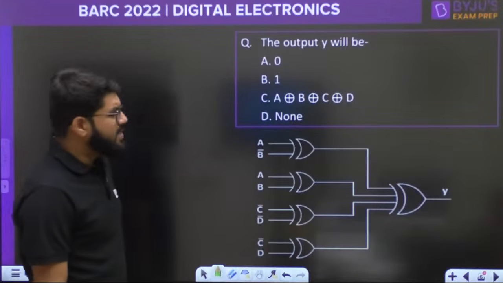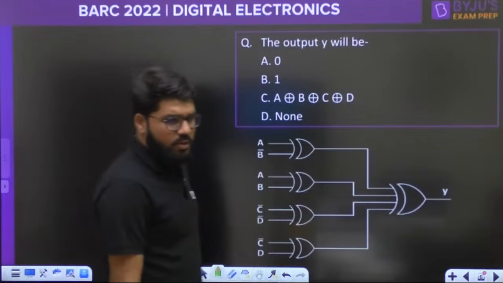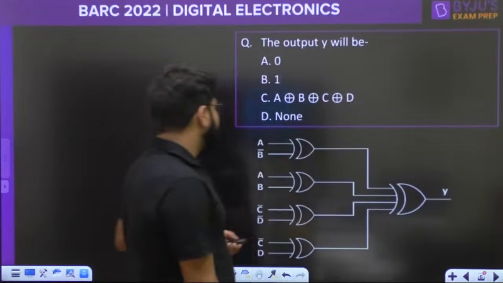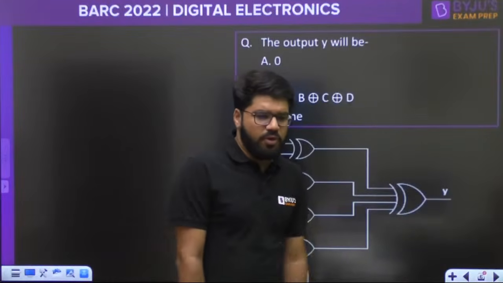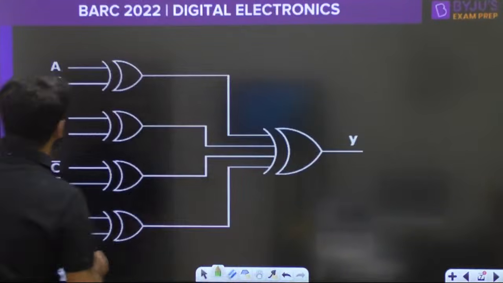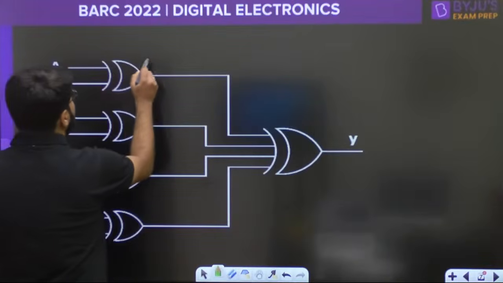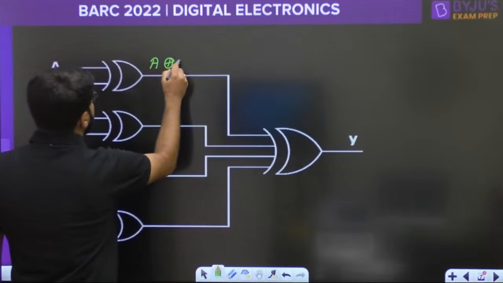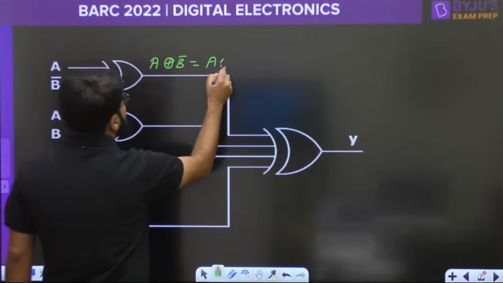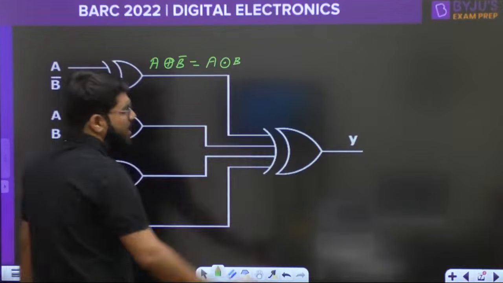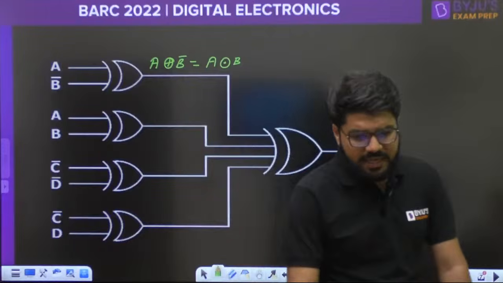If you are solving it, you can also comment your answers. Let's check, guys. First of all, you have 2-input XORs, and finally a 4-input XOR gate. Have a look at this detailed circuit. What is the output of this XOR gate? This is A XOR B bar, and by the properties, if any one of the variables is complemented, then the XOR gate can be taken as the XNOR gate. So then it is A XNOR B.